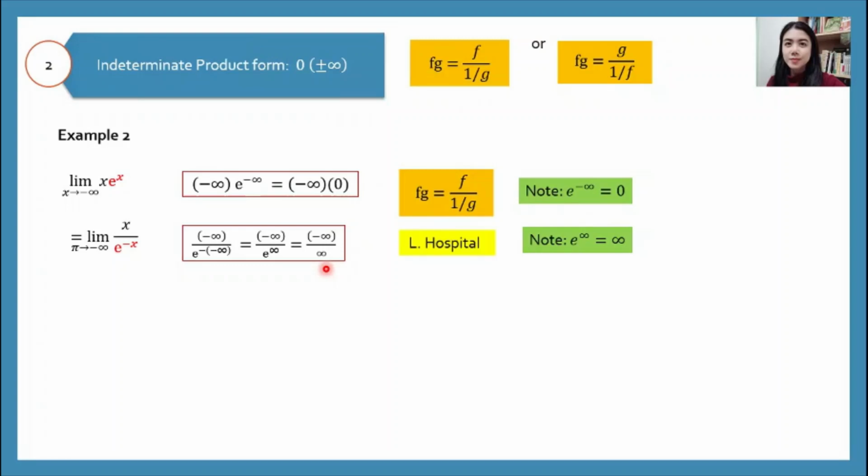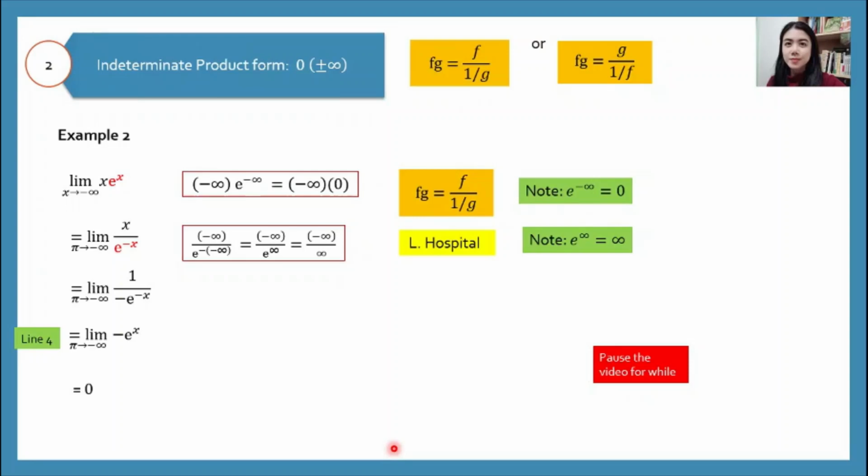Applying L'Hopital rule means that you have to do differentiations at the numerator and denominator together. So you differentiate this one, you have 1. You differentiate this one, you have minus e^(-x). And then simplify them, so you have this. And let's just see what happens if you substitute. Then I will have e^(-∞), so that actually gives you 0, because e power of negative infinity is equal to 0. So now pause the video for a while and see whether you can get line number 4.